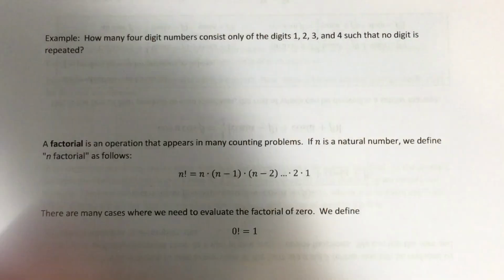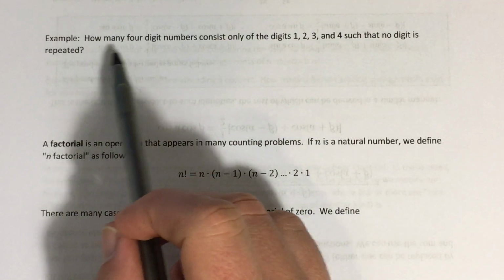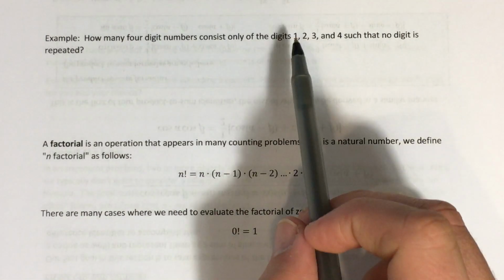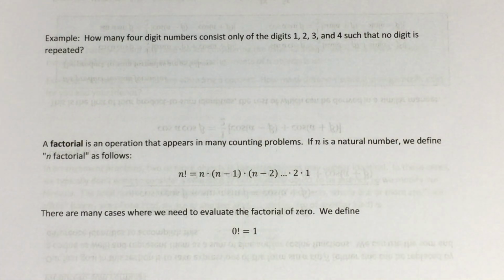Now, this example motivates the thing that we're going to talk about after it, so that's why I'm putting it here. It says, how many 4-digit numbers consist only of the digits 1, 2, 3, and 4, such that no digit is repeated? This is kind of similar to the example that we did before where we said how many 3-digit numbers are there, and then how many 3-digit numbers have no repeated digits.